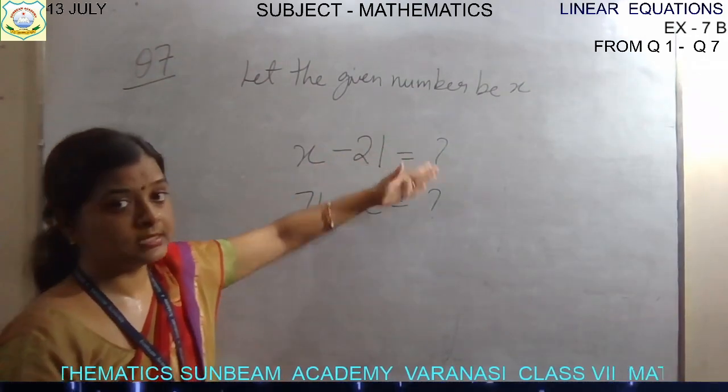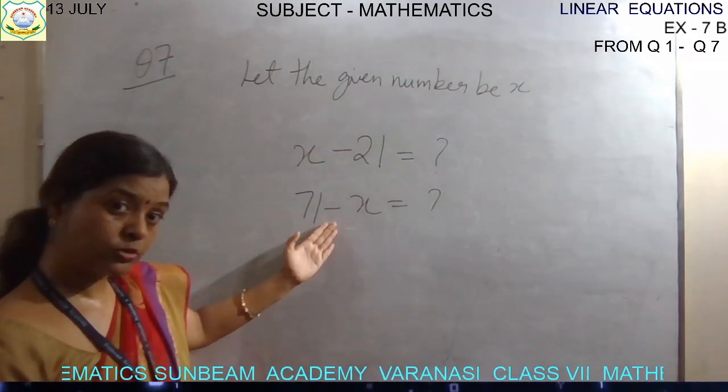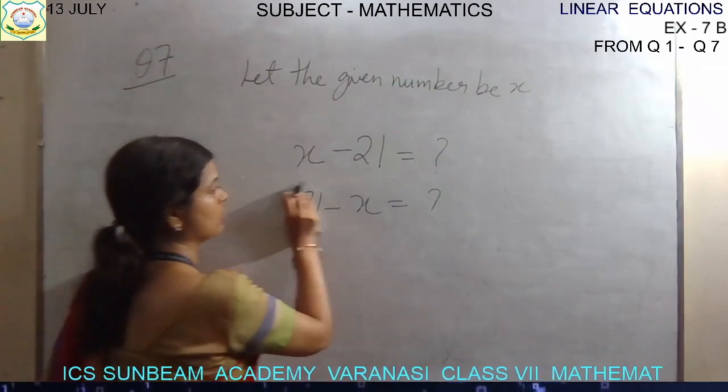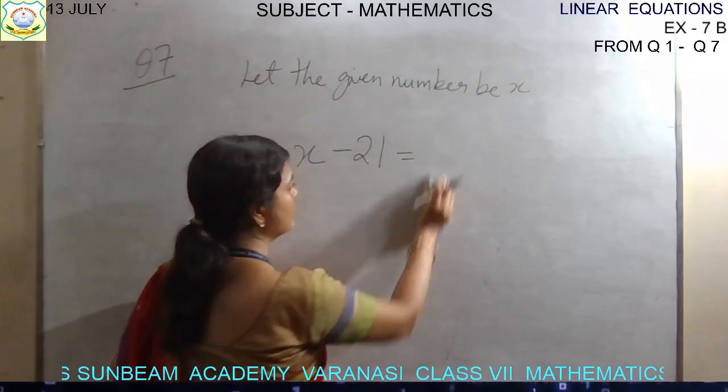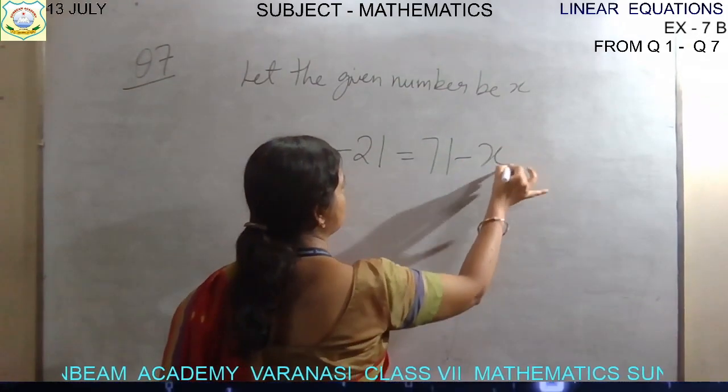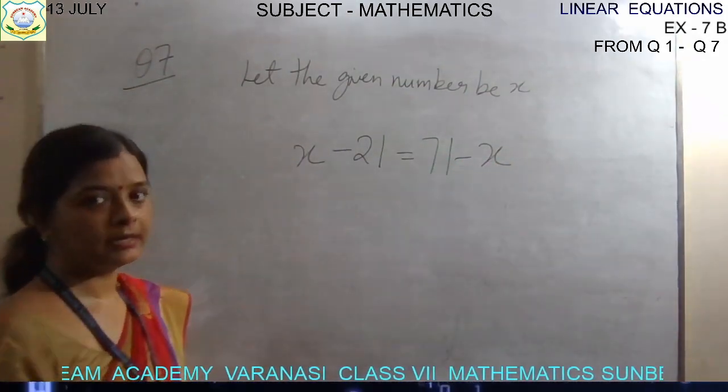So, if this is equal, these two should also be equal, isn't it? Yes, these two should also be equal. So, we will write it as 71 minus x.